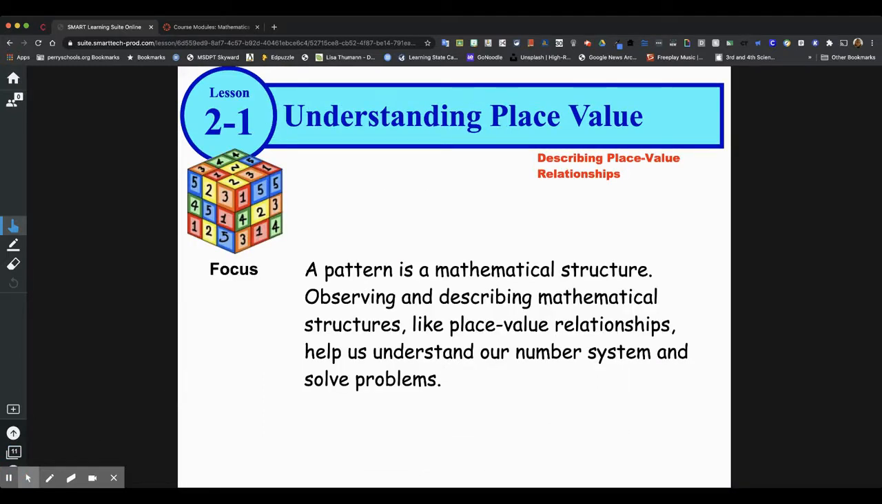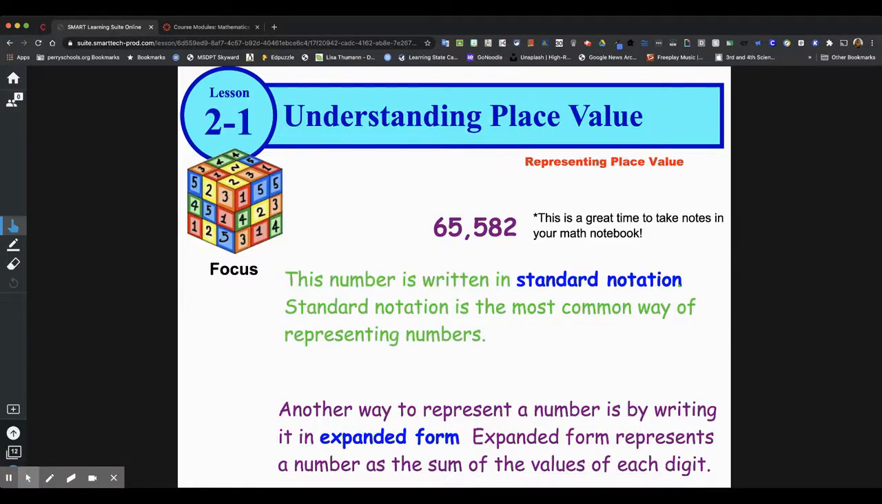So a pattern is a mathematical structure. Observing and describing mathematical structures like place value relationships helps us understand our number system and solve problems in a more efficient way. Taking a look at this number, 65,582. If you've got your math notebook, this is a great time to write down some notes so that you can refer back to them as you're doing your independent work and as we go on throughout the year.